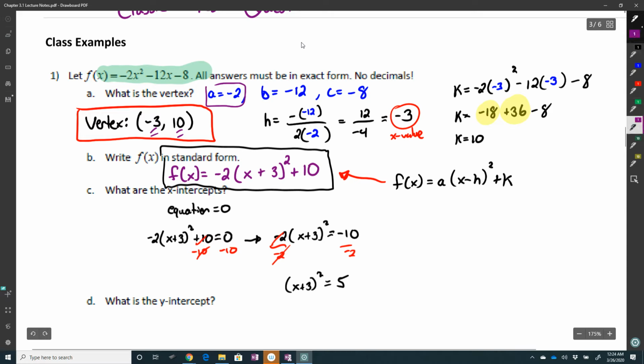I can take the square root of both sides. So x plus 3 equals, and when you take the square root of both sides, you have the plus or minus. And then the last step is just to subtract 3.